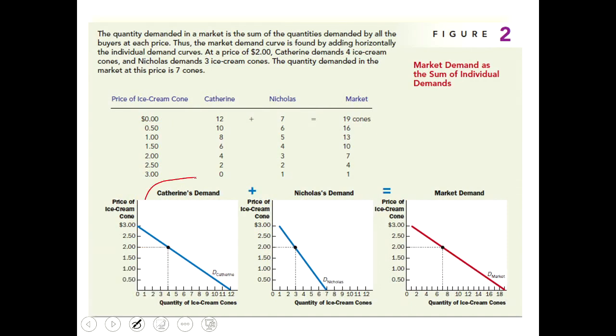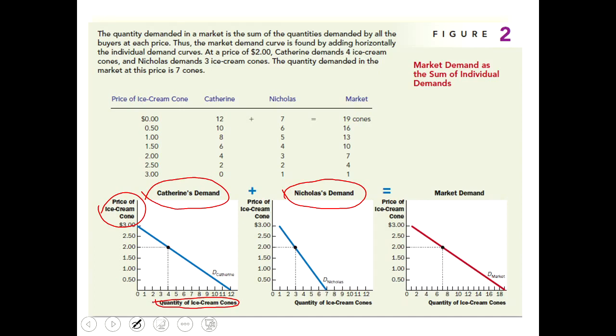So here is the example, and here we have the demand curve of Catherine. Again, we are talking about ice cream cones, and here we have the demand curve of Nicholas. On the y-axis of Catherine's demand curve, we have the price, and on the x-axis, we have the quantity of ice creams. And similar goes for Nicholas' demand curve.